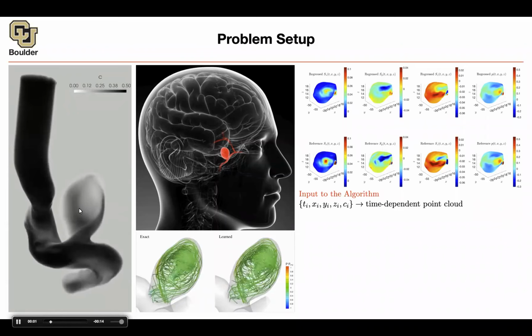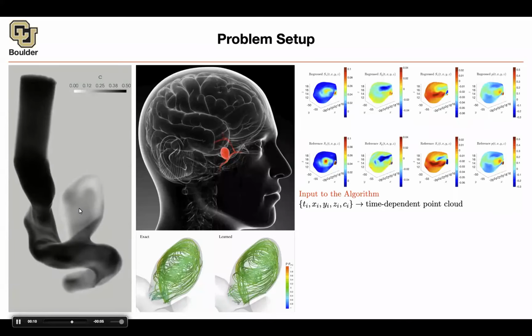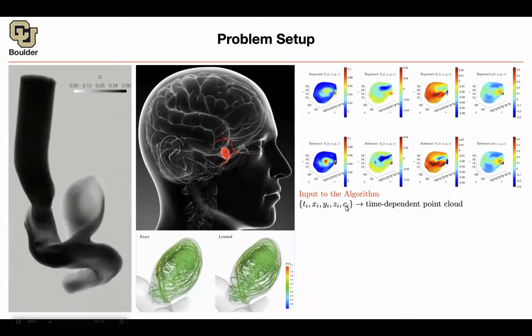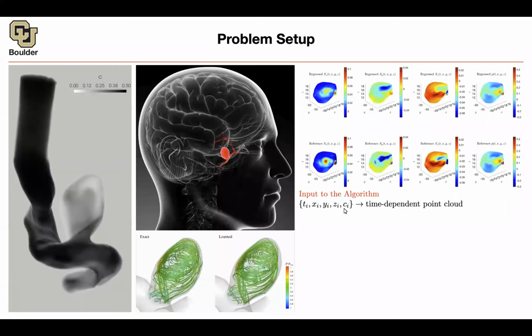You can think of this similar to black and white images. For instance, you can think of this as MNIST. The color is going to be a value from 0 to 1. So we have T, X, Y, Z, and the concentration. And then we have a set of these points. These are the measurements.